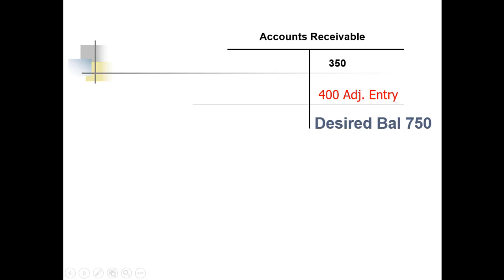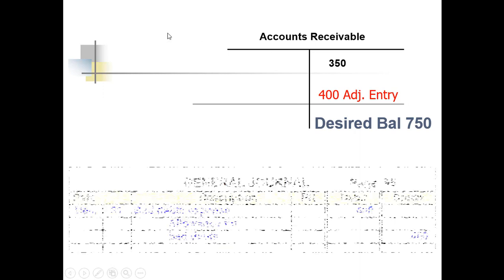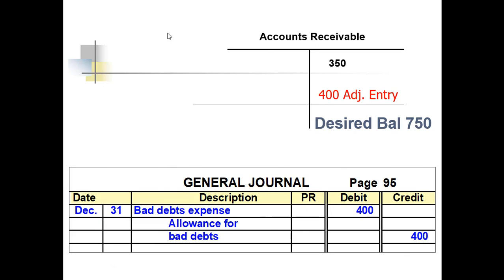So I just calculated that the adjusting entry amount needs to be this $400 right here. One more time, the debit and credit are still the same. I just debit bad debts expense for $400, and I credit allowance for bad debts for $400. And that's how I do the percent of receivables method under the allowance method.